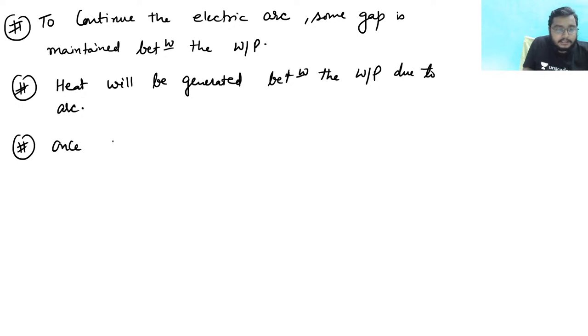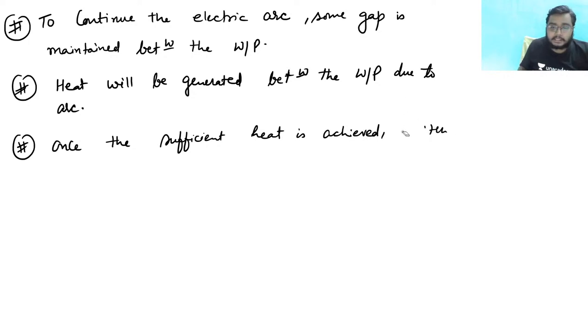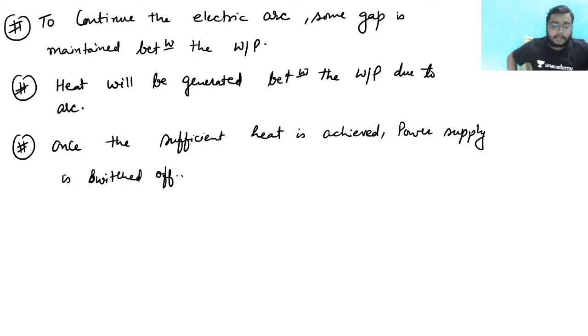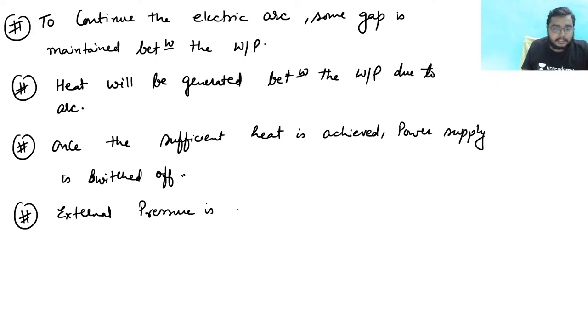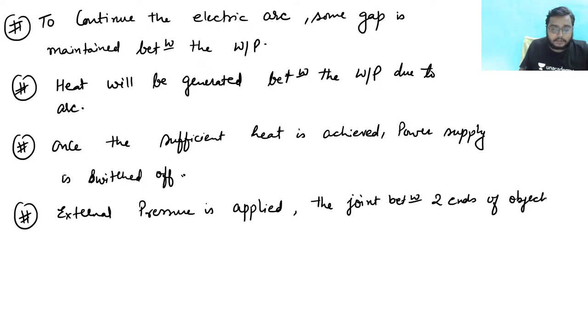Now, once the sufficient heat is achieved, the power supply is switched off. Okay, now see, after that what are you giving? You are giving the external pressure. External pressure is applied, and due to this external pressure, the joint between two ends of objects will be formed.